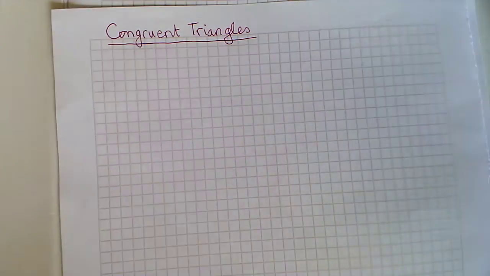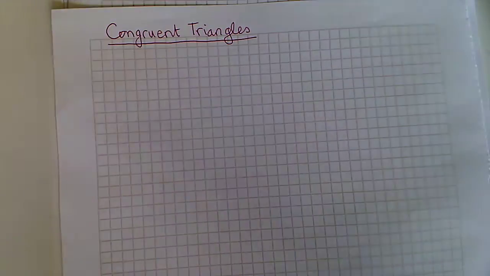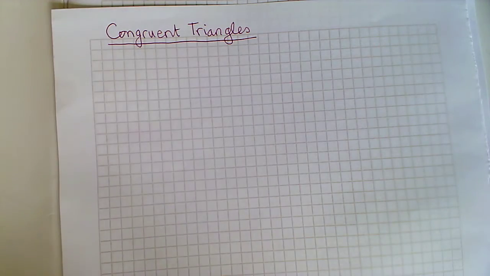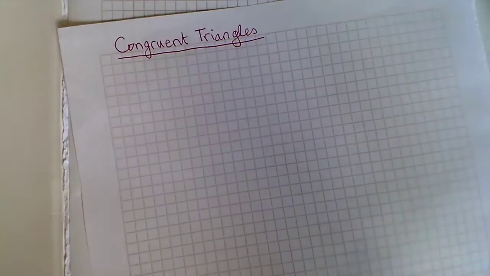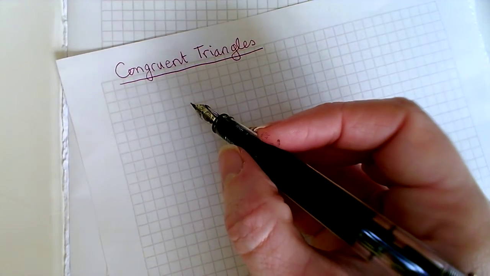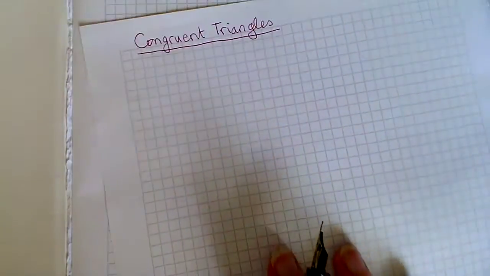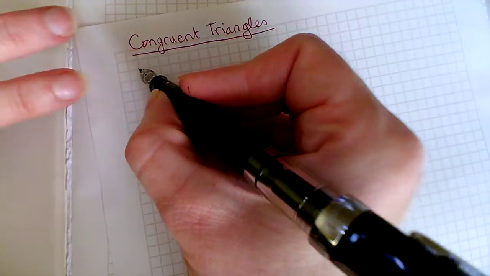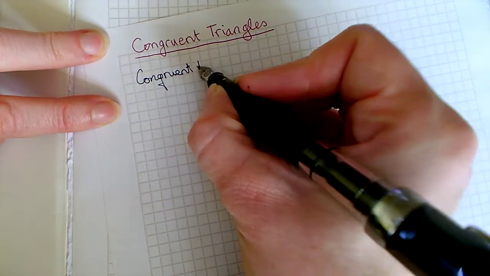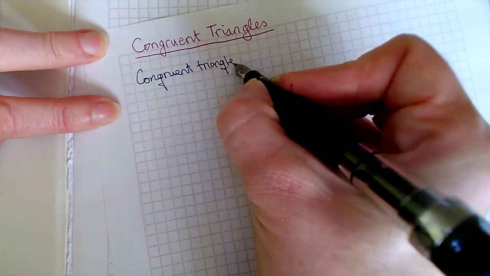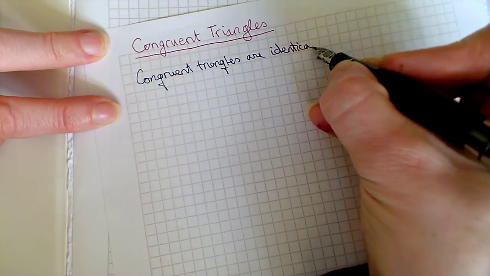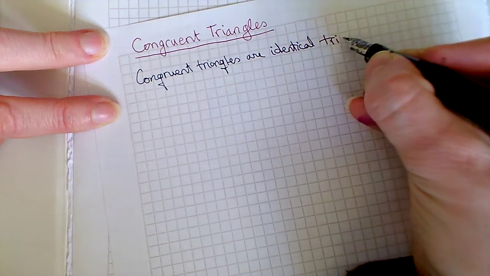Okay, so what I want to look at today is congruent triangles. So let's write down exactly what congruent triangles are, and you do need to know this word. Congruent triangles are identical triangles, like twins.